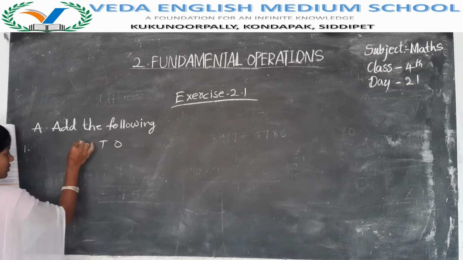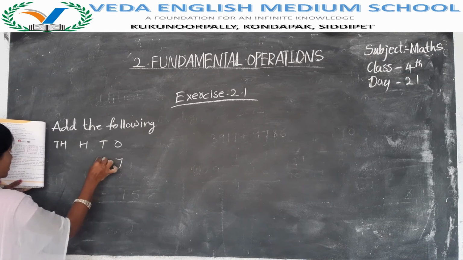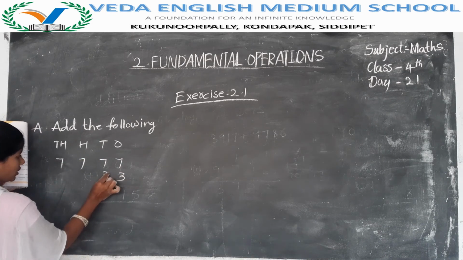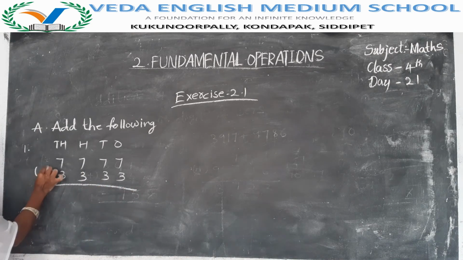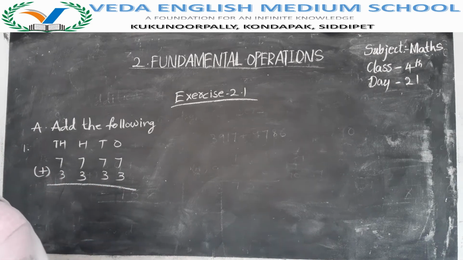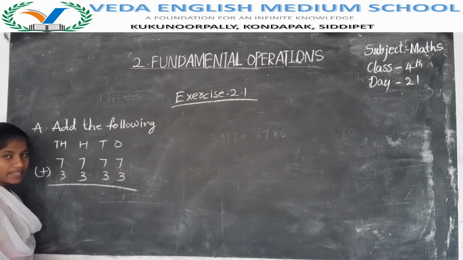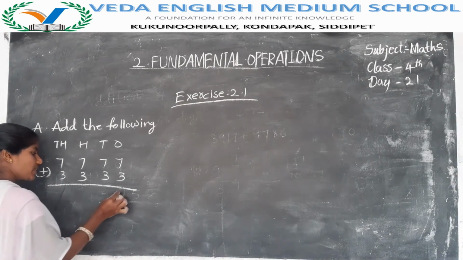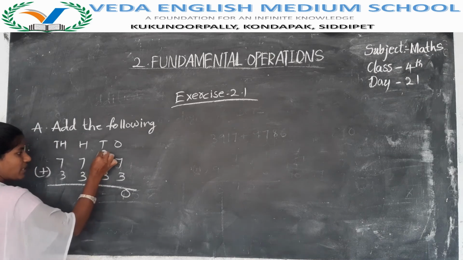Ones, tens, hundreds, thousands. 7, 7, 7, 7. 3, 3, 3, 3. Add. Addition of 4-digit numbers. 7 plus 3, 10. 10 is a 2-digit number. If you get 2 digits, then what you have to do? Ones place number you have to write here. Tens place number becomes carried to the next number.